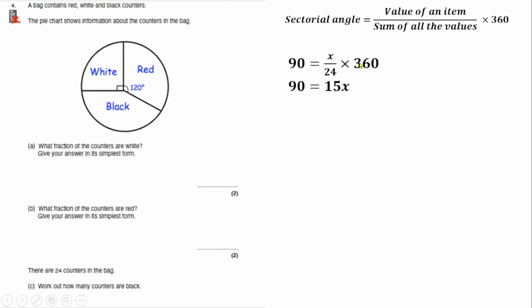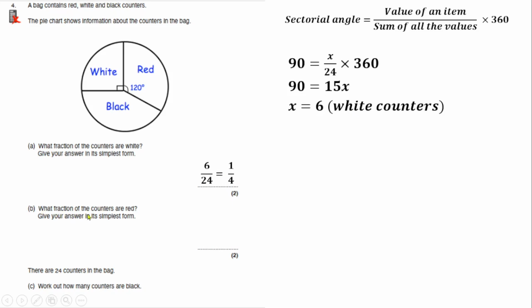So 24 can go into 360, that gives us 15. 15 times x gives us 90, divide both sides by 15, that gives us x to be 6. So we have 6 white counters here. They want us to find the fraction of the counters that are white. So that would be 6 out of 24, which is 1 out of 4.